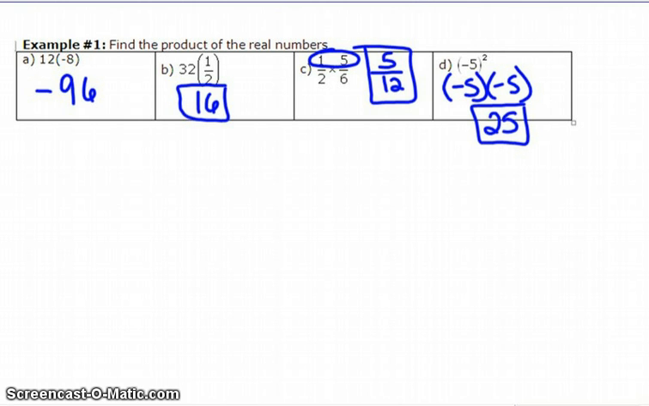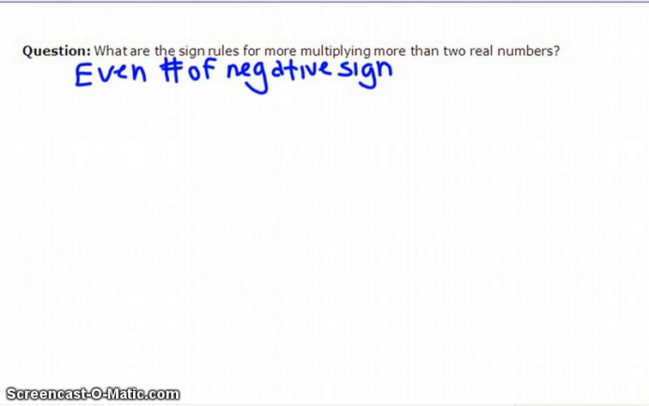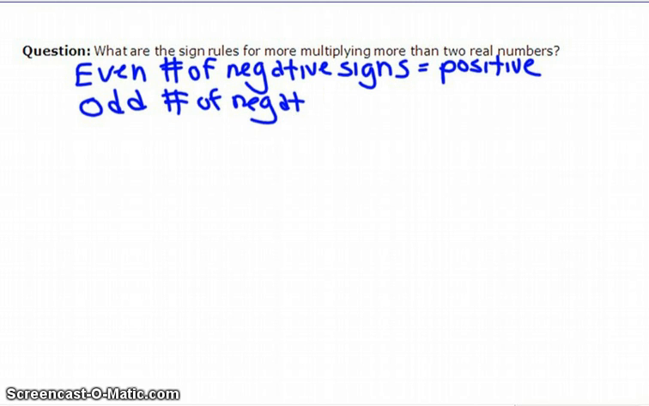Now what happens if we're multiplying more than just two terms together? What are the rules for that? Well, the sign rules for multiplying more than two real numbers: if you have an even number of negative signs, your answer is going to be positive. If you have an odd number of negative signs, your answer is going to be negative. So let's try some examples.